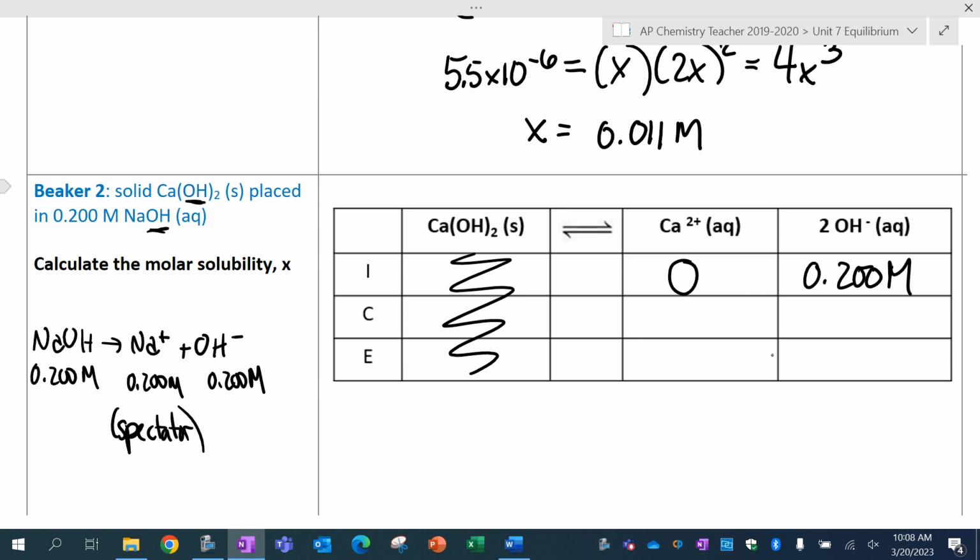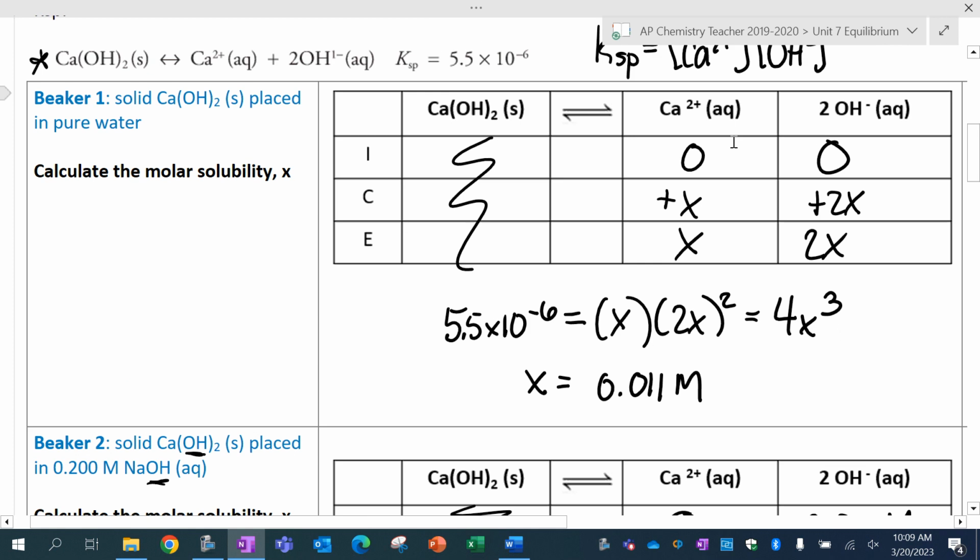So when you dissolve something in a solution containing a common ion, it changes your initial value. There are going to be some ions already present. So basically we're starting out with some product already there in the solution before this reaction even happens. And then we're still going to generate some ions in a 1:2 ratio. So my calcium concentration is X. My hydroxide is 0.2 plus 2X.